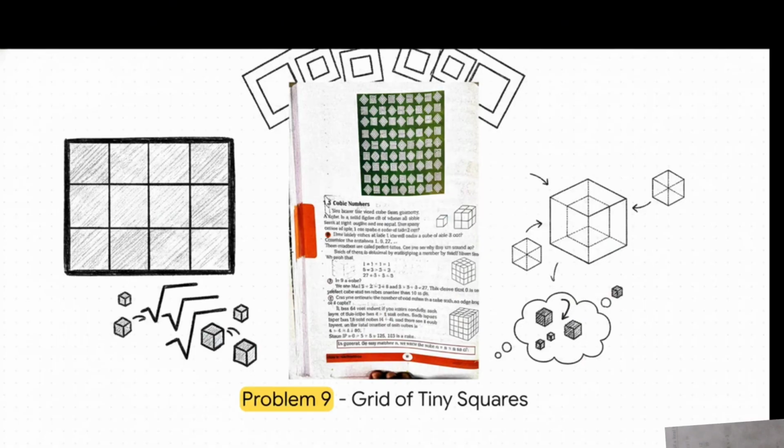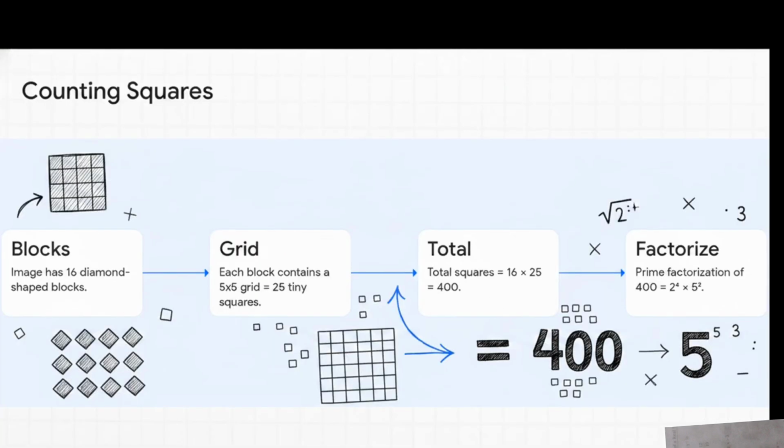Final gap. Problem 9. How many tiny squares are there in the following picture? Write the prime factorization of the number of tiny squares. We have to count all the tiny squares in this image and find their prime factorization. Don't panic, we absolutely won't count them one by one. We will use logical grouping. Let's break it down logically.